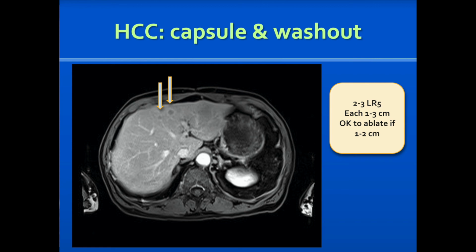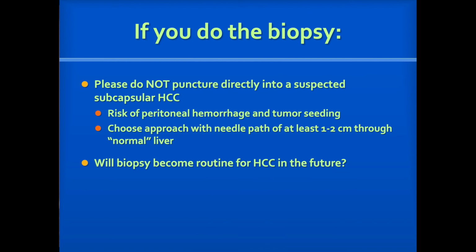If you do a biopsy to make a diagnosis of HCC, please, whatever you do, find a way to get to the mass by going through uninvolved liver. You do not want to directly puncture a subcapsular HCC. The bleeding risk is greater, and the risk of tumor seeding into the peritoneum is not insignificant. So choose a path that takes you through at least a couple of centimeters of normal liver whenever possible.